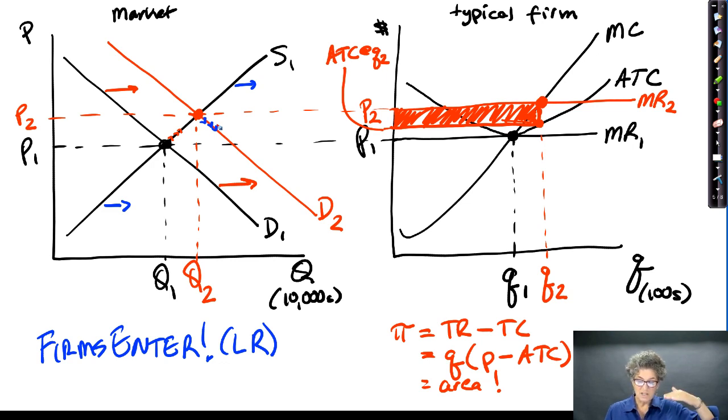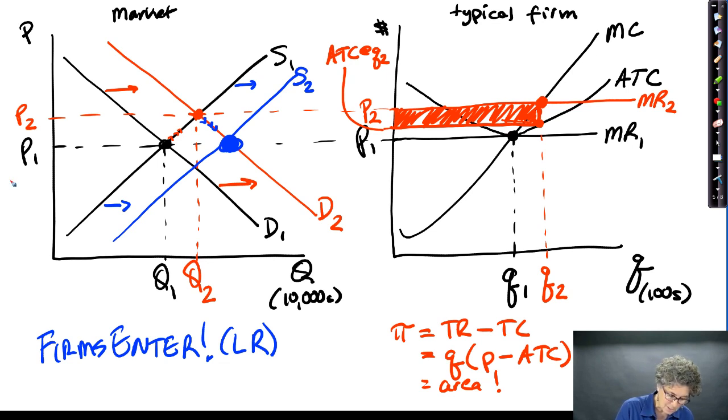If the price falls to someplace between P1 and P2, you can play with it. I'm not going to mess up my drawing and draw it here. If the price falls to something between P1 and P2, your typical firm is still going to be earning economic profit. And so firms will continue to enter the industry, and they'll continue to enter the industry until the price is driven all the way back down to the original price P1.